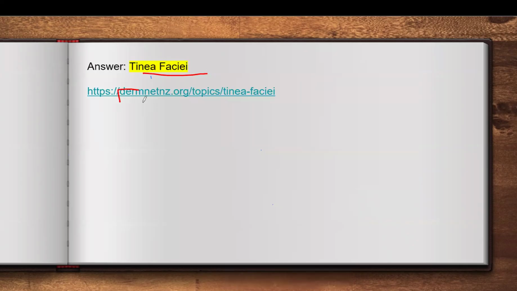And this is this website, dermnetnz.org. For example, you have to search tinea faciae. Just write in Google tinea faciae dermnet, and you will get that link.